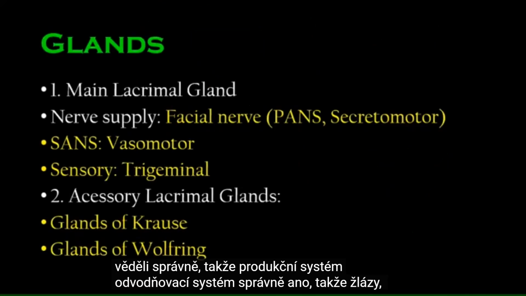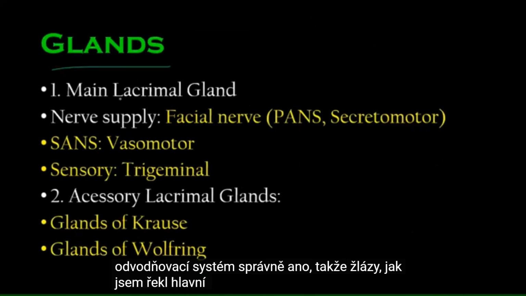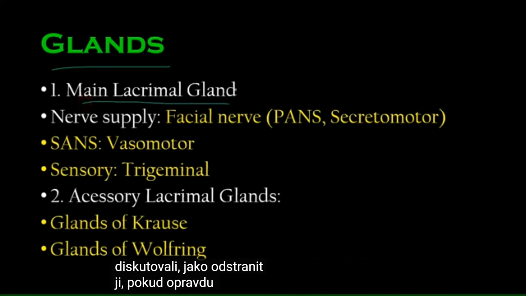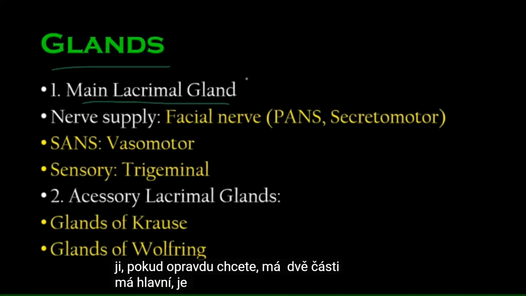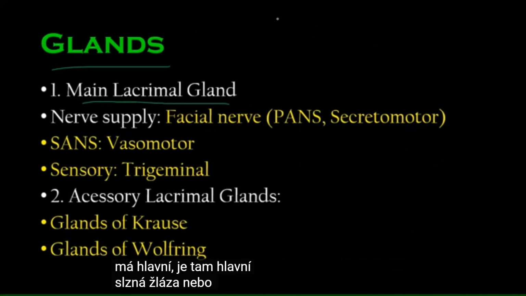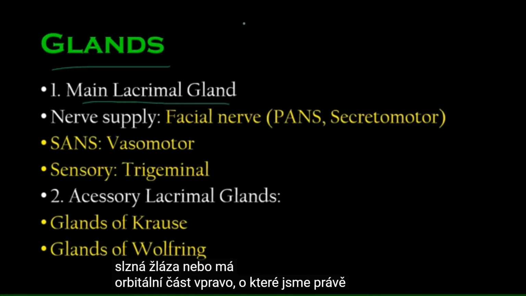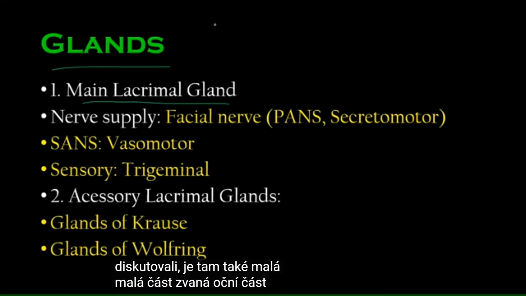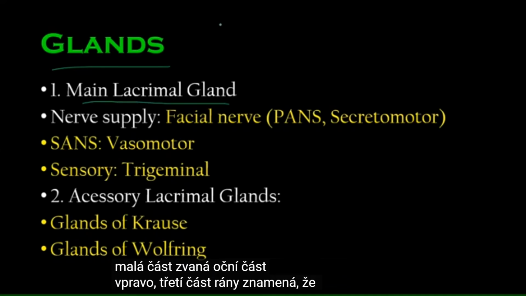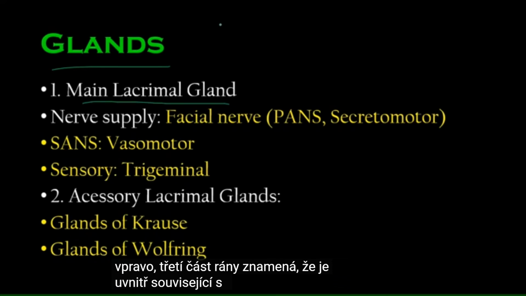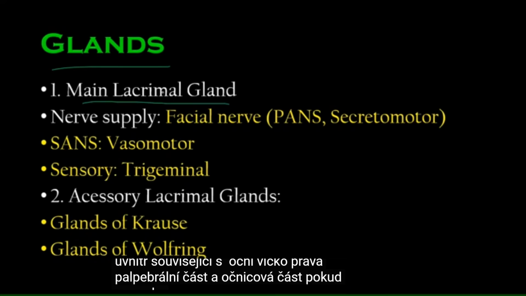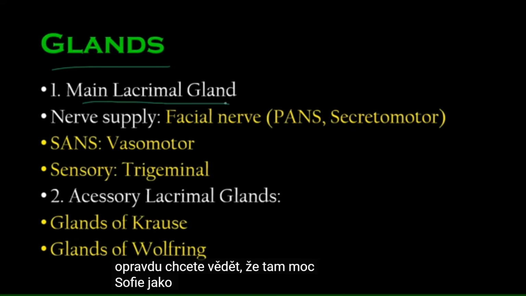So glands, as I said, the main lacrimal gland which we were discussing right now, if you really want, has two parts. There is the orbital part, which we were discussing. There's also a small part called the palpebral part, related to the eyelid. The palpebral part and the orbital part, if you really want to know, are the parts of the lacrimal gland.